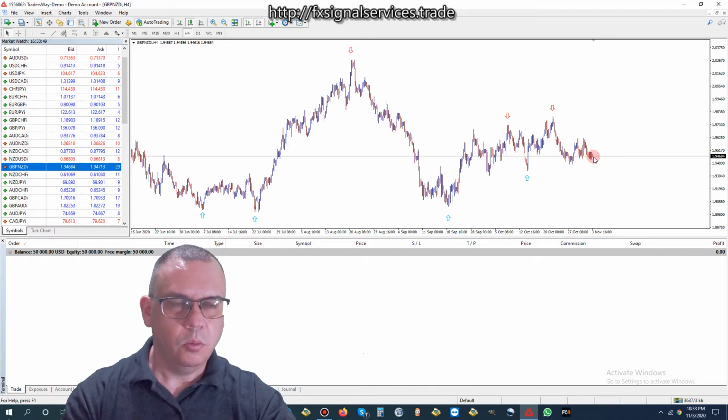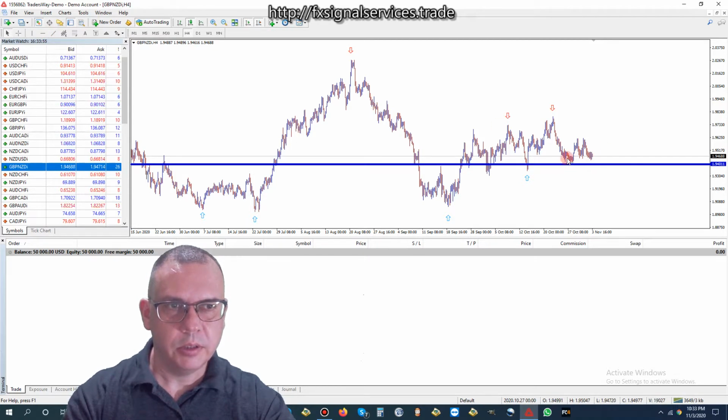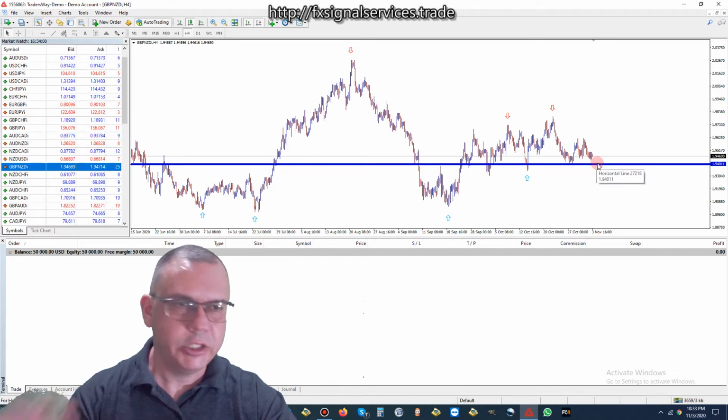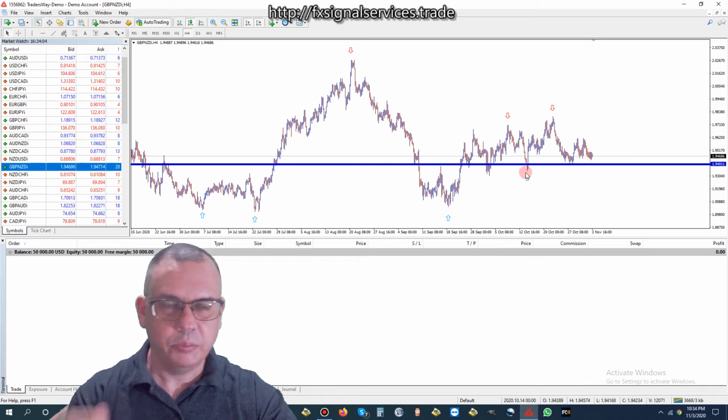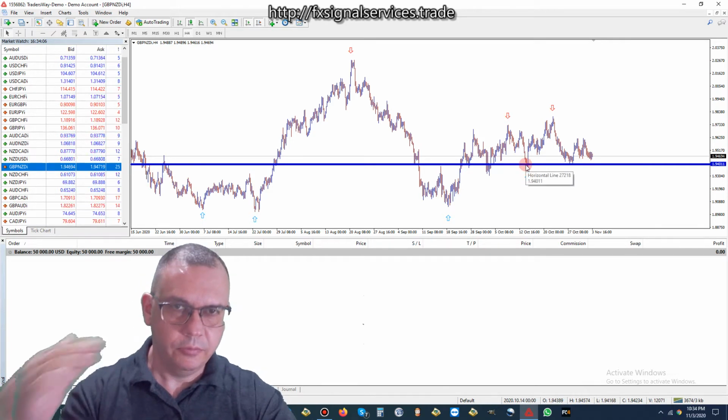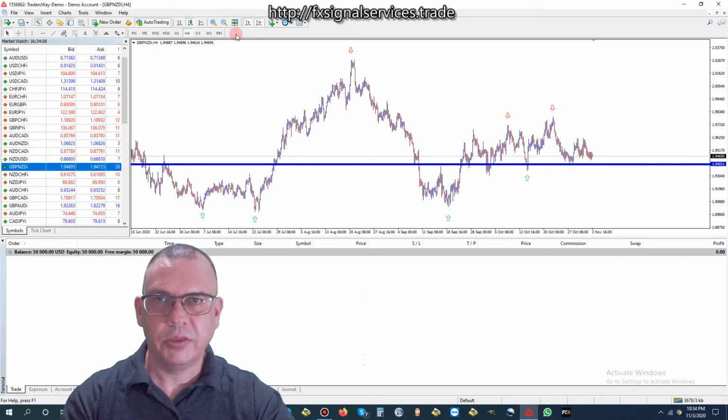So what's going to happen? Well, I'm going to go ahead and mark it right here. We have a support right here where this candle hit. If the price drops down to there, it should form a blue arrow, which would be slightly higher than the previous, and that would follow the uptrend, my theory.